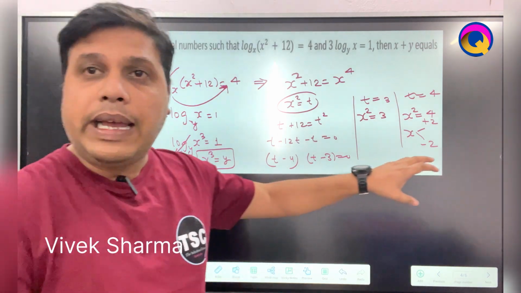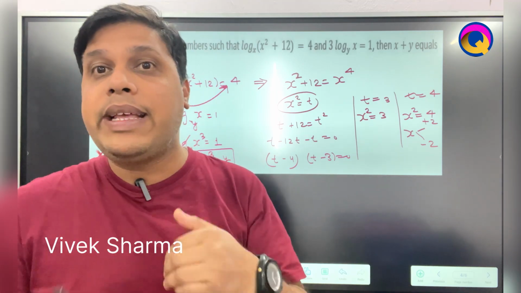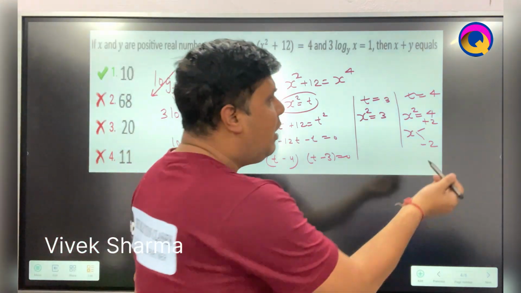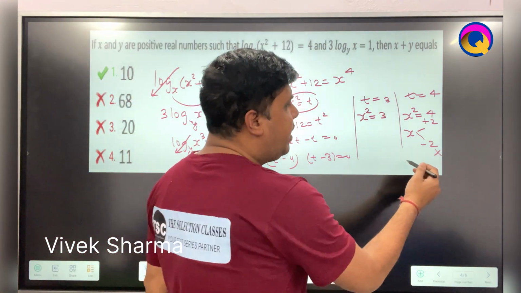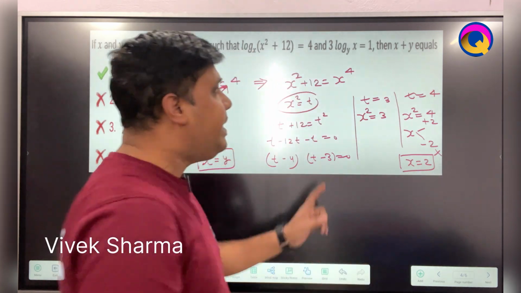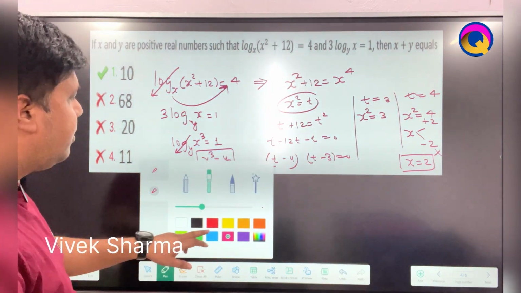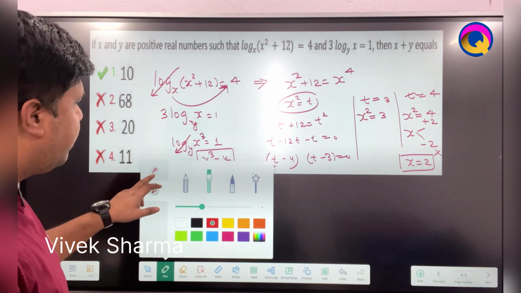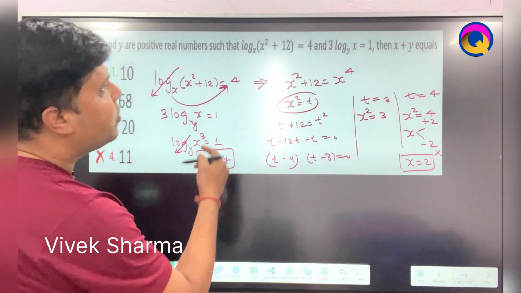But here I cannot take x equals minus 2. Why so? Because the base of the log cannot be negative. It is always positive. So I will be eliminating the value x equals minus 2. So we are left with x equals 2 from here. Okay, x square equals 3.